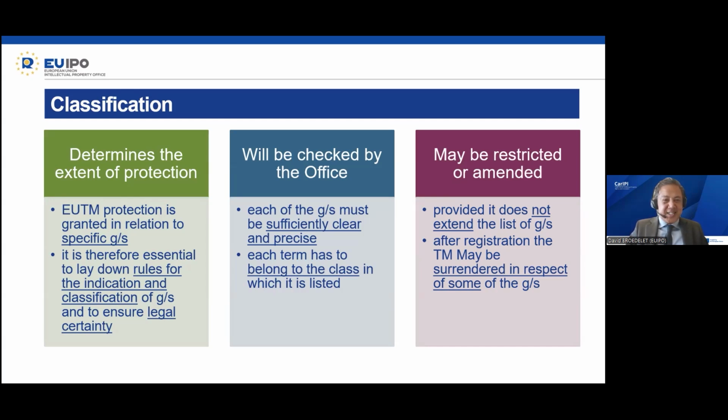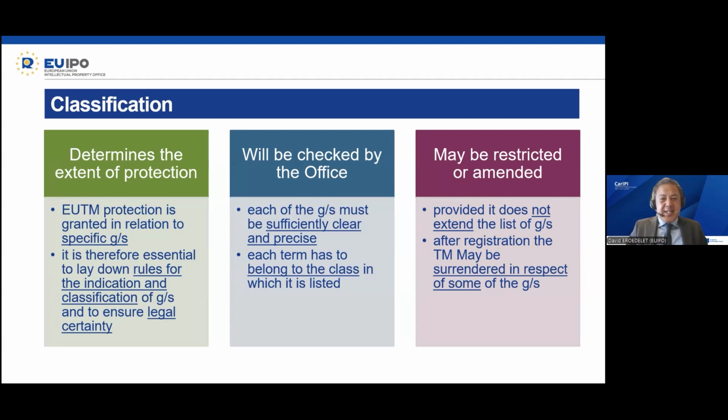So again, the Nice classification, right? This list can be checked by the office. And what we check is that we go through the whole list. We have a program that breaks down for us the whole list into certain parts. Then we look, do we understand really what we see, what we read? Is it clear and precise? And is it in the correct class?